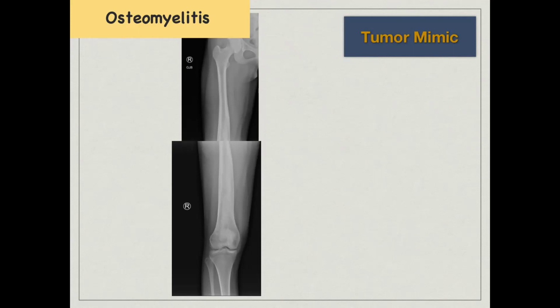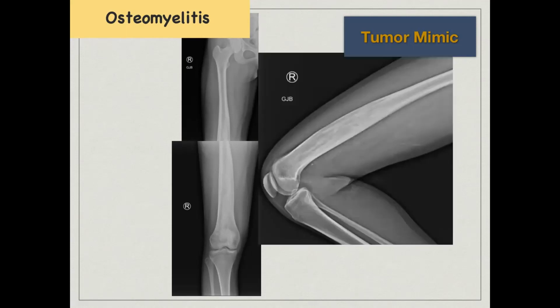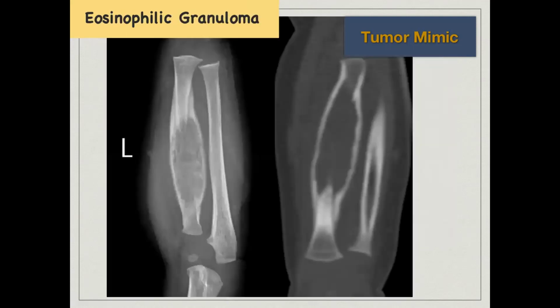Whenever you feel this mismatch, always think of tumor mimic. This is a clue which we have realized in our practice. When there is a mismatch between the zone of transition and periosteal reaction, usually you're thinking of a tumor mimic. So this was a case of osteomyelitis. And again, you see a narrow zone of transition over here. You can well delineate, but this is an odd periosteal reaction.